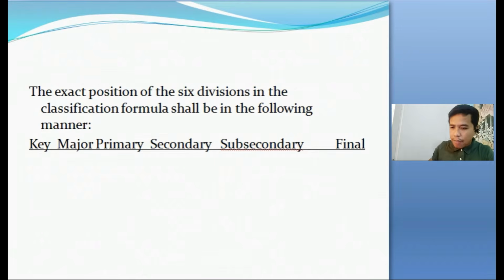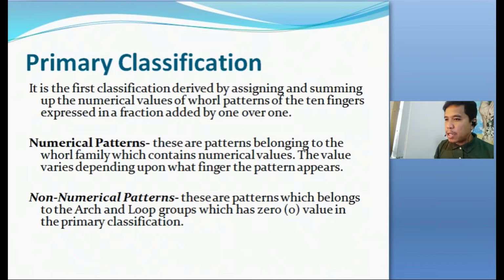Because again, in the classification line, the first one which can be found is the key, followed by the major, then primary, secondary, subsecondary, and final. Now, the purpose again of this episode is to discuss, and as much as possible, cadets, I hope I can simplify so you will understand what is primary, secondary, subsecondary, up to key classification. I really hope and pray that in my discussion right now, I can give justice for you to easily comprehend what primary classification is and what key classification is.